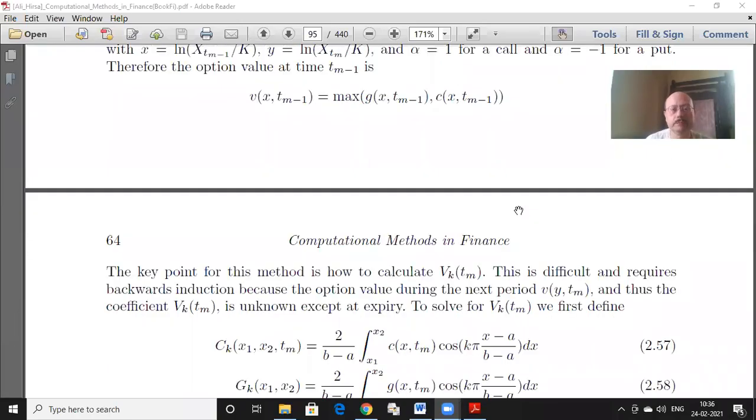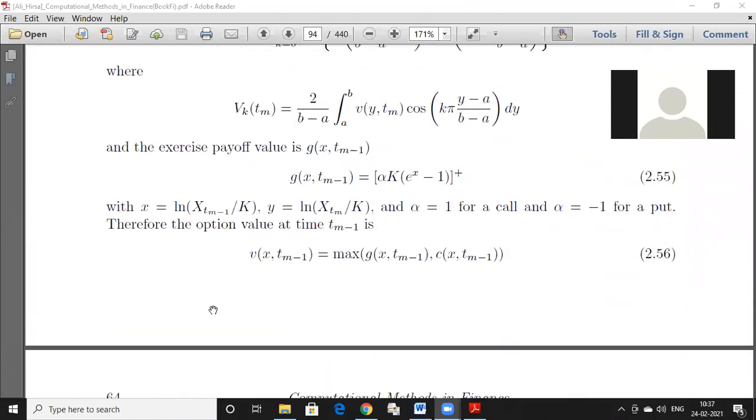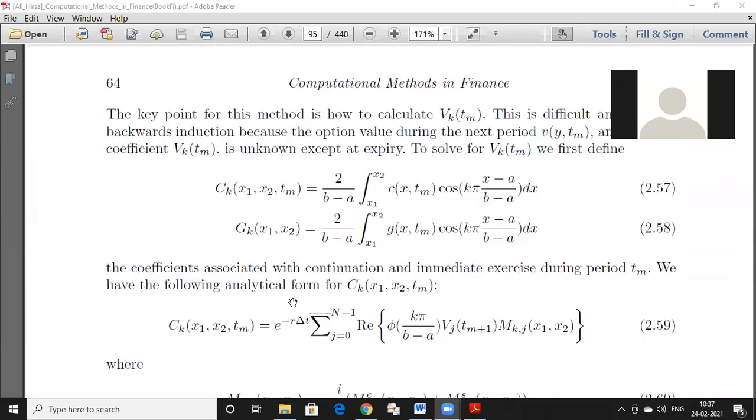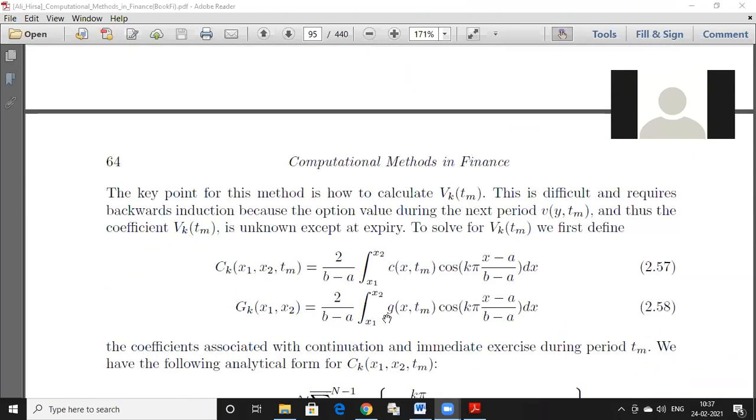Yes, sir. Can I just share the screen? Sure. Right. So this is page 64. Yes, just the last equation before page 64. Yeah, so they are calculating this. This is a backward induction type thing. Now, in page 64, for computing this, they are calculating these cosine coefficients for CK and GK. And finally, they are calculating TM star.